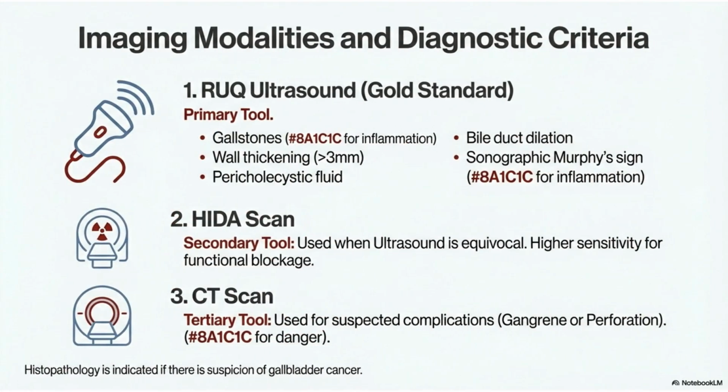RUQ ultrasound is the gold standard for diagnosis. It looks for gallstones, wall thickening, paracholecystic fluid, and sonographic Murphy's sign. A HIDA scan is a secondary tool used when ultrasound results are equivocal. A CT scan is tertiary, used for suspected complications.